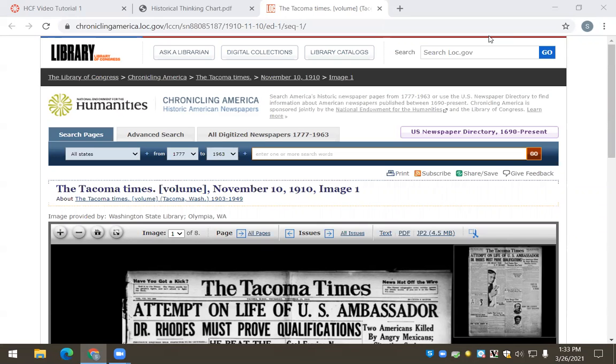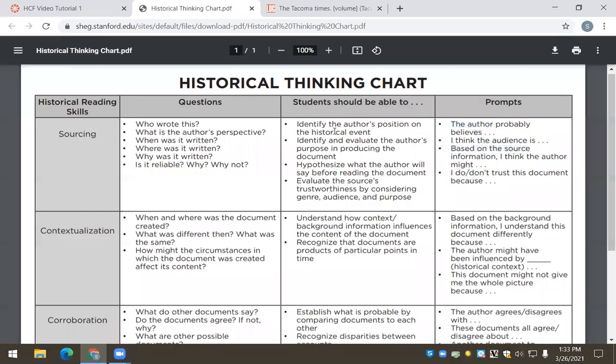Today, I'm going to model for you how to source our primary sources. So this is referring back to what we have looked at with this historical thinking chart. Today, I'm just going to focus on sourcing with you.